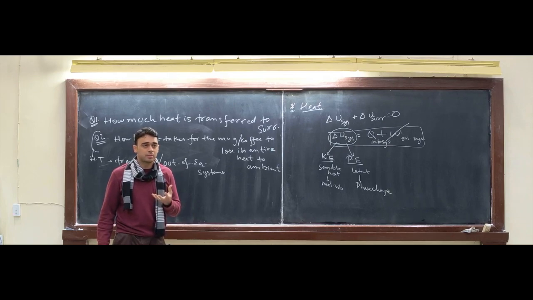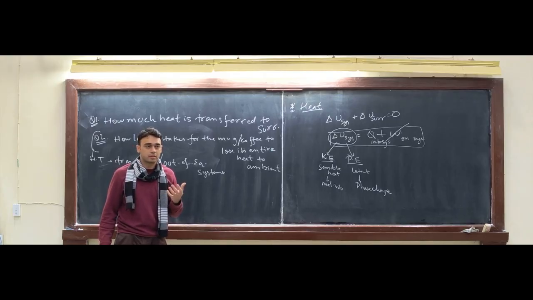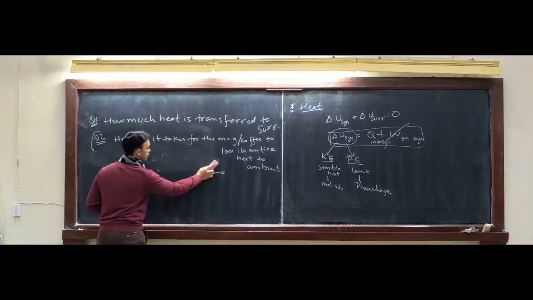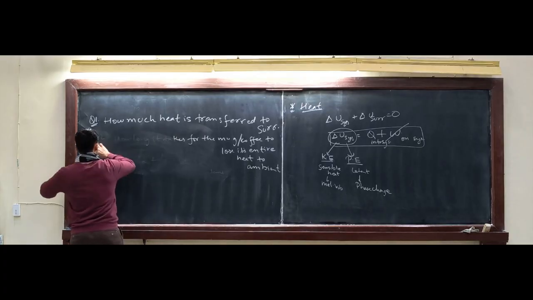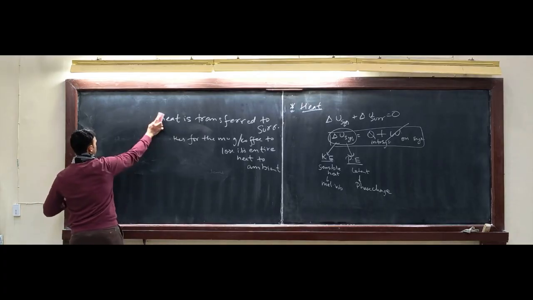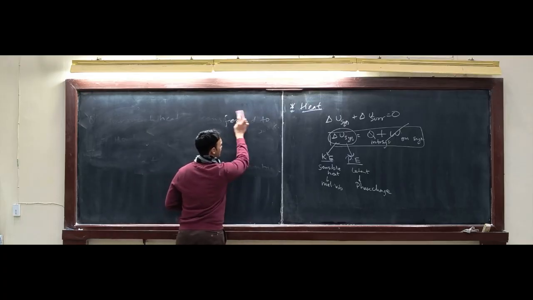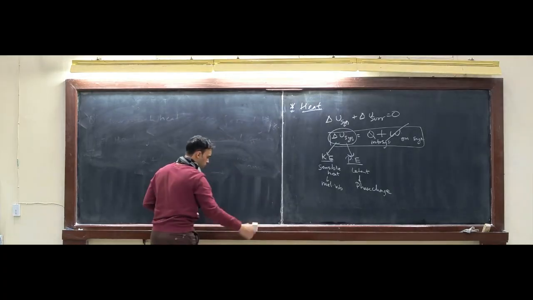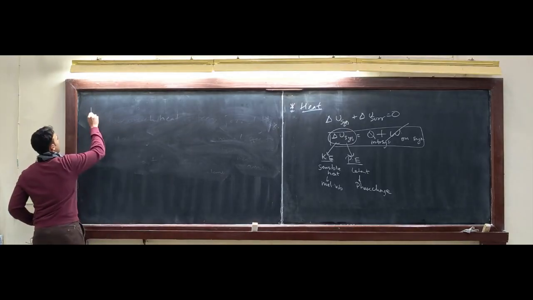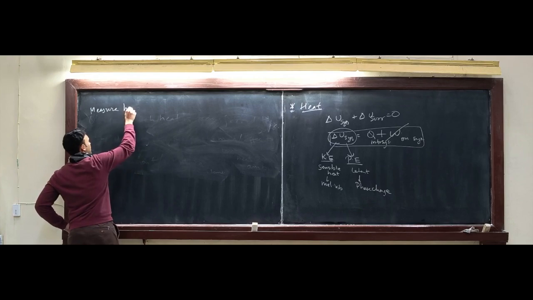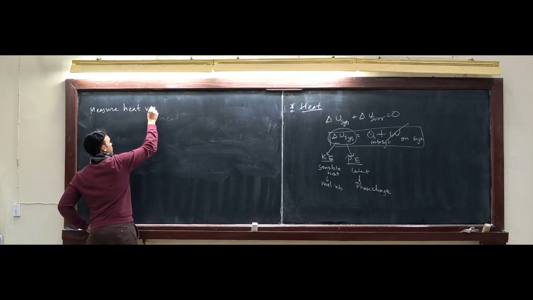We need to have some measurable instrument, right? That common instrument is called a thermometer. So let's say you are performing an experiment and you heat the system under control and it's perfectly insulated so that you can measure the temperature accurately. So now we measure heat via temperature.